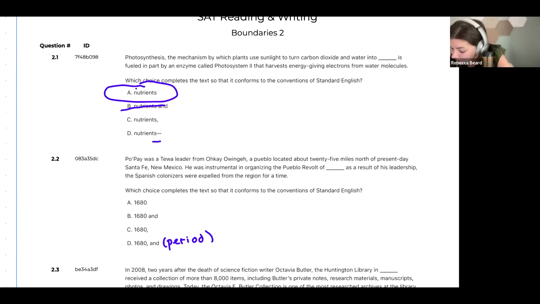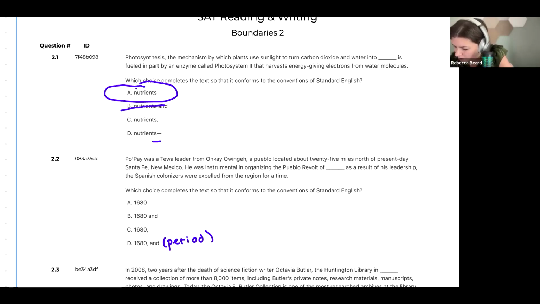Okay, so looking at this, I'm going to actually test my strongest punctuation first and go from there. So: he was instrumental in organizing the Pueblo Revolt of 1680, and as a result of his leadership, the Spanish colonizers were expelled from the region for a time. So what I'm going to do is test if I can put a comma, like pretty much a period there. So he was instrumental in organizing the Pueblo Revolt of 1680.